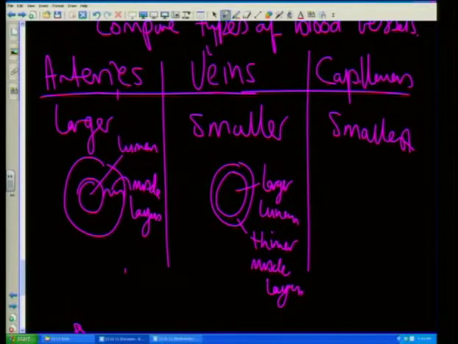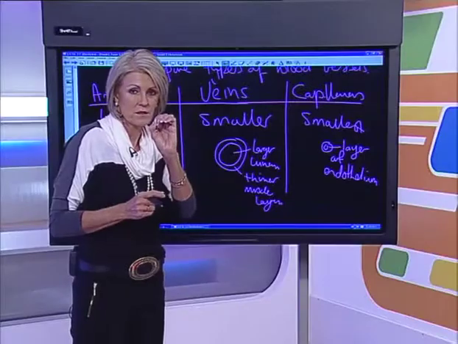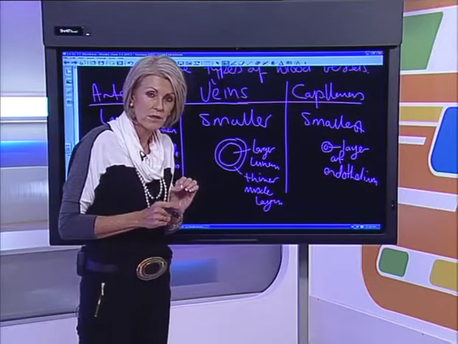Your capillaries are just one single layer, a layer of endothelium. Endothelium is one single layer of cells, is what a capillary looks like.